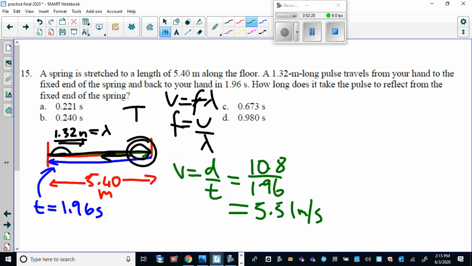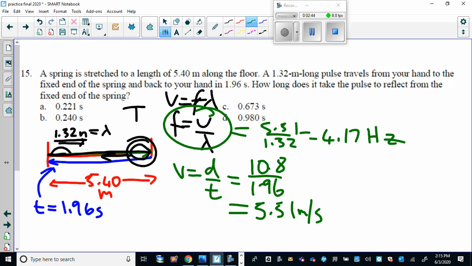And then we can plug it into this formula here to find the frequency. And finally, we can invert that to find the period. And that will give you the answer of B.